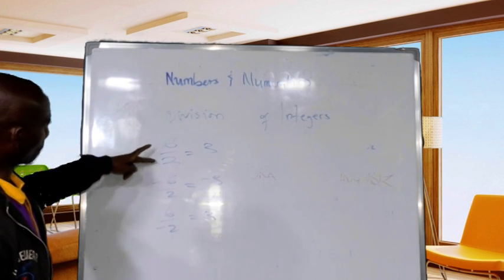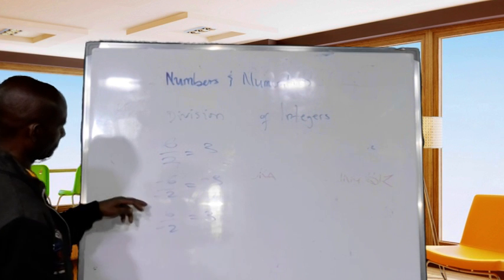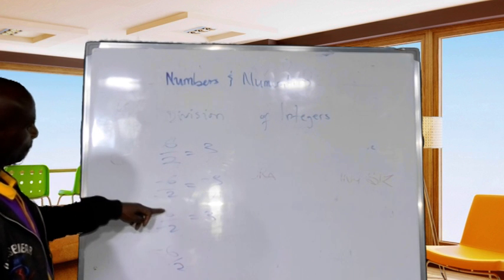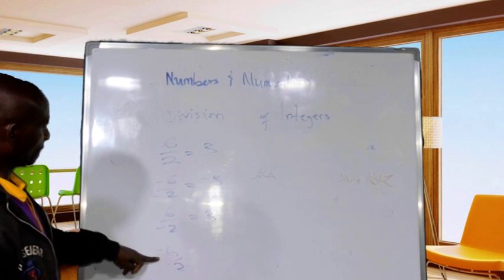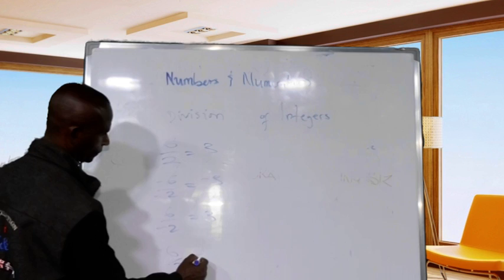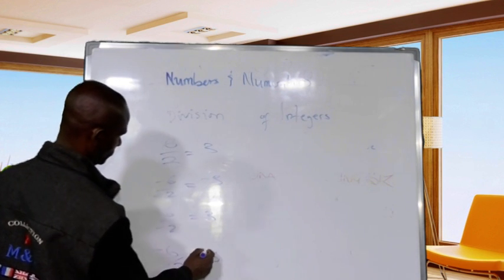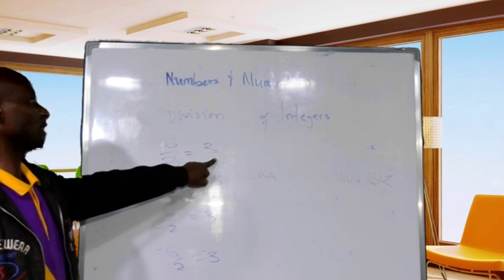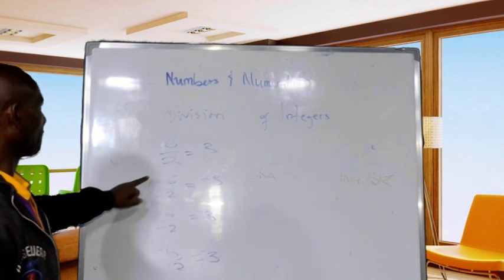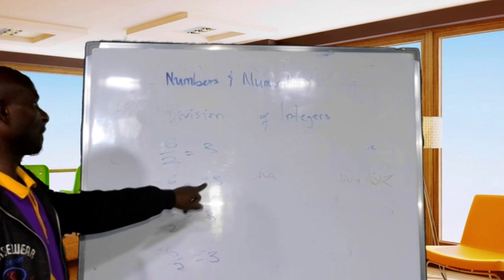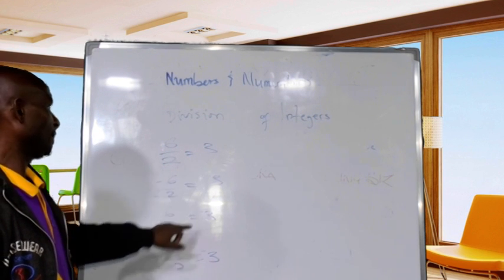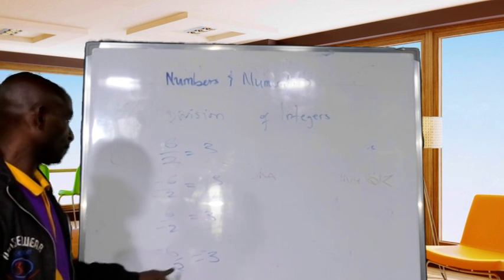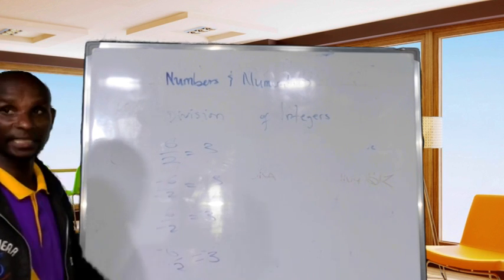Now, positive, positive; negative, negative; and then this one, positive, negative; negative, positive. When we divide a positive number by a positive number, our answer is a positive answer. When we divide a negative number by a negative number, we have a positive answer. Also, if we divide a negative number by a positive number, we have a negative.